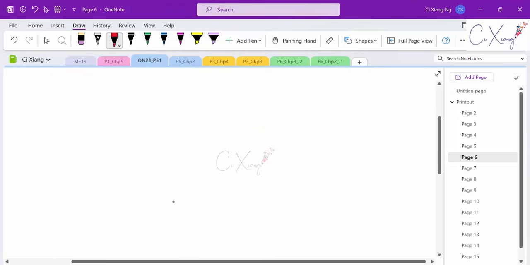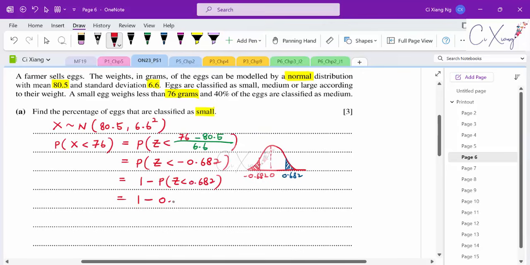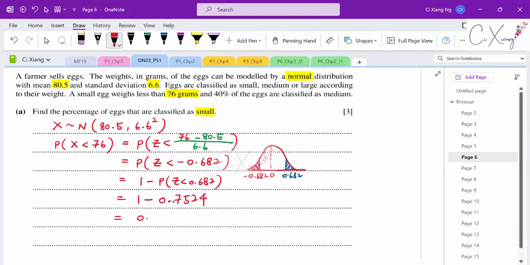Okay, so we go back to our question here. You should take 1 minus the probability of 0.7524. So you get the value 0.7524, right? Okay, so if you take 1 minus, you'll get 0.2476. And for me, I prefer to keep it to 3 significant figures according to the requirement in the question. So it will be 0.248, correct to 3 significant figures. Alright, so this is what you have for part A.